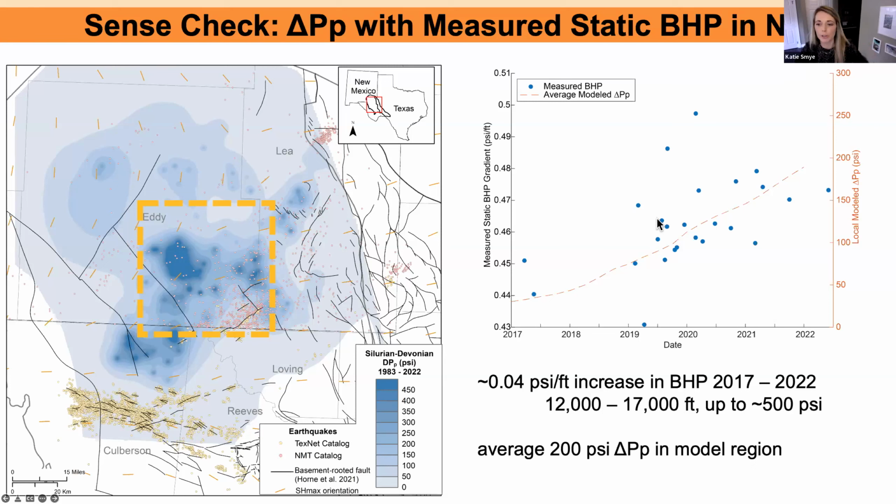These measured bottom hole pressure data are difficult to put into a model domain because what our model shows is change over time, and bottom hole pressures are one location and one measurement at one time. So this is kind of a challenge to calibrate. But what we do see is pore pressure increases in measured bottom hole pressures of up to about 500 psi, in some cases lower and in some cases higher. And our average modeled pore pressure increase in this region is 200 psi. So we're pretty happy that the model is performing well and capturing what's actually happening in the subsurface.